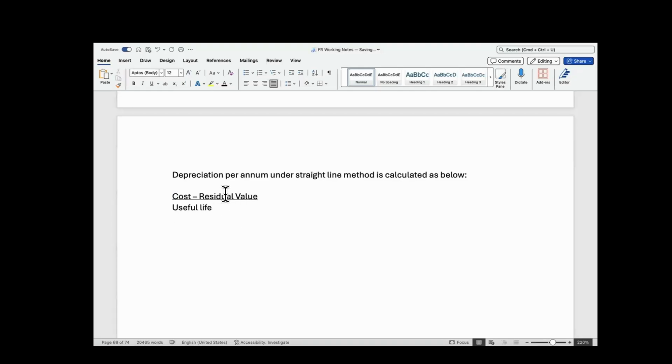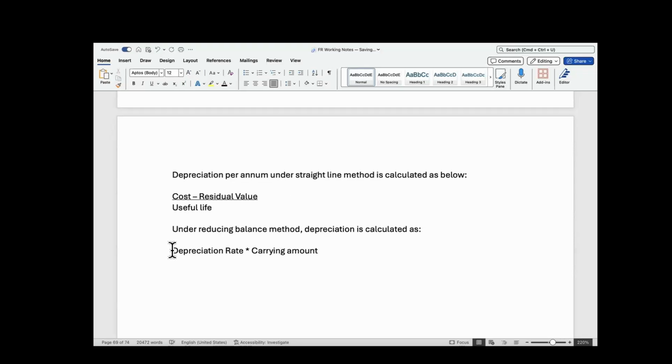But under reducing balance method, depreciation is calculated as follows: they will give you a depreciation rate. You multiply that by the carrying amount of the assets.